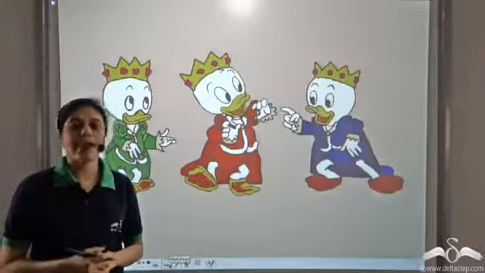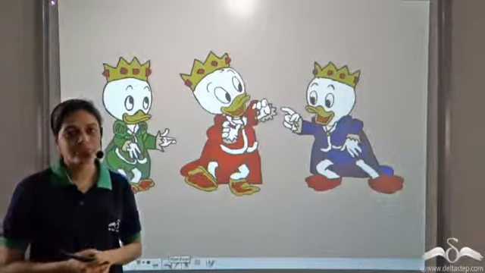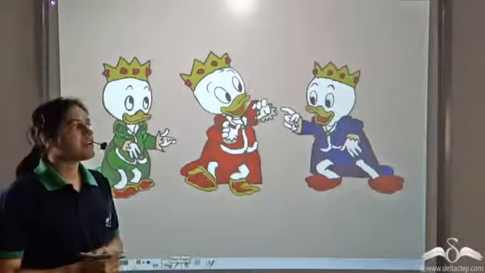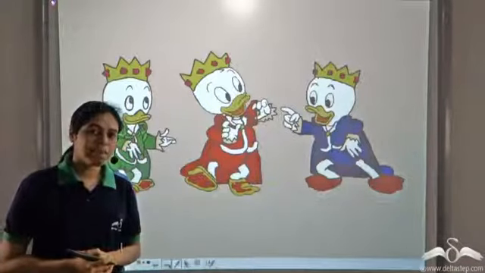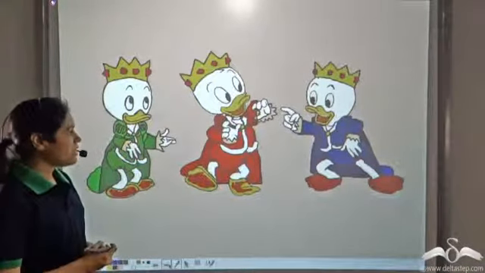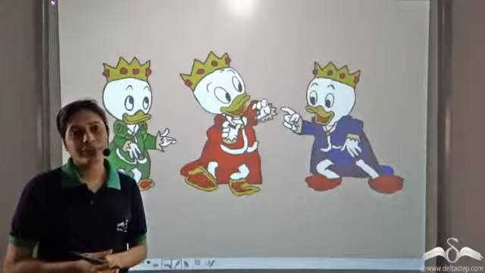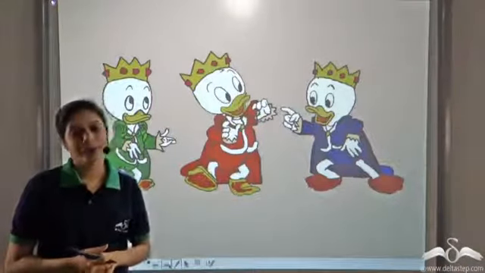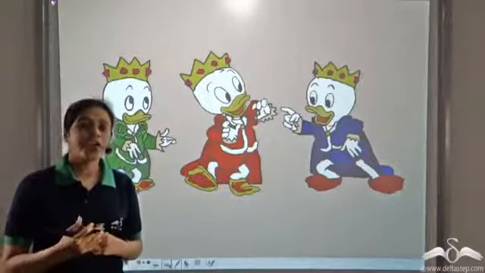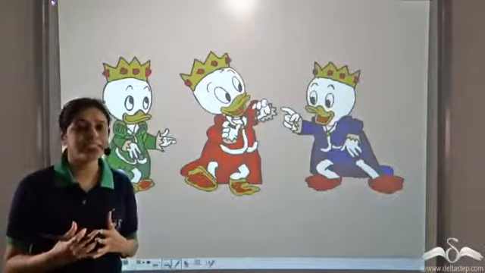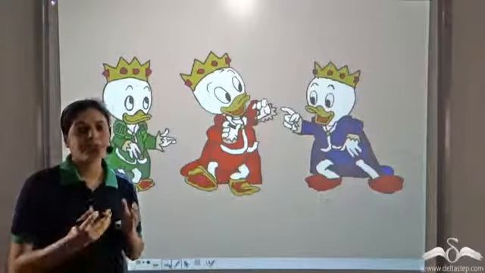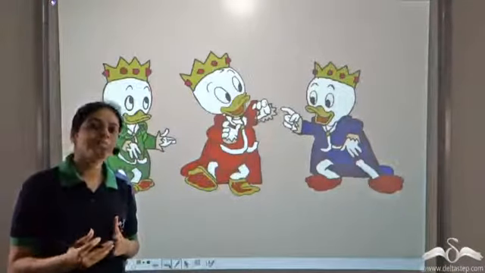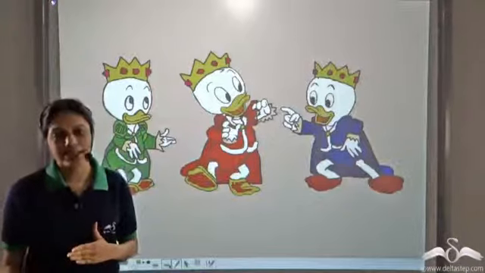Now look at this picture. What do these three have in common in this picture? Each of them is wearing a beautiful jewel-studded crown and each of them is wearing a robe. In fact, all three of them seem to be dressed up for a party. In our everyday life, we have this tendency of observing what is common among people. We try to see how something is similar to something else.